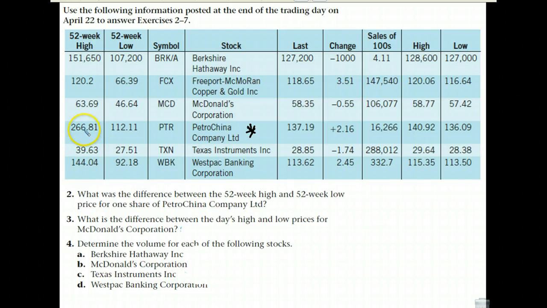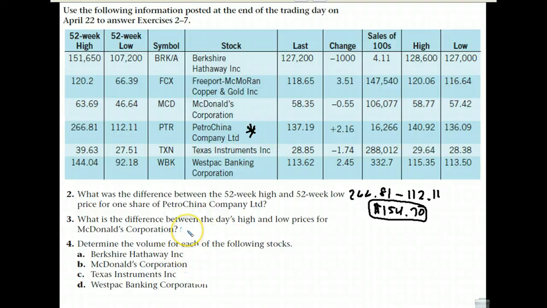So the 52-week high for PetroChina was 266.81 minus the low, which was 112.11, giving us a difference of, when you do that subtraction, $154.70. All right, so just simply 154.70, so it's just subtraction. The biggest thing here is making sure you understand how exactly to interpret this particular table. All right, go ahead and read number 3.